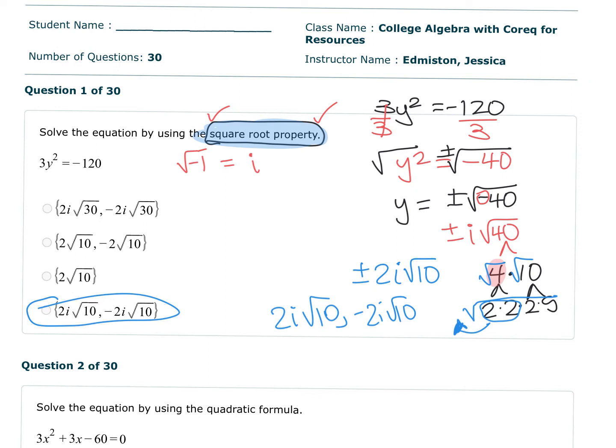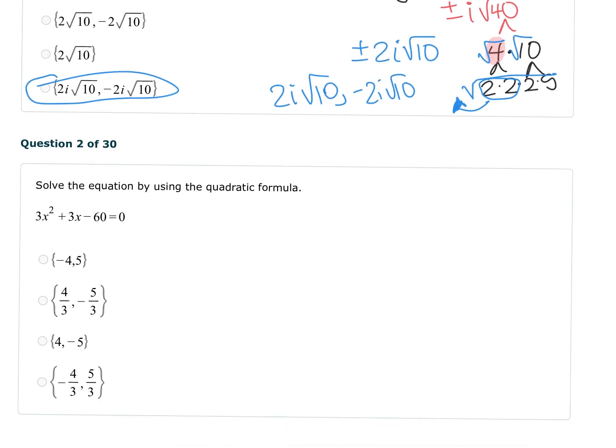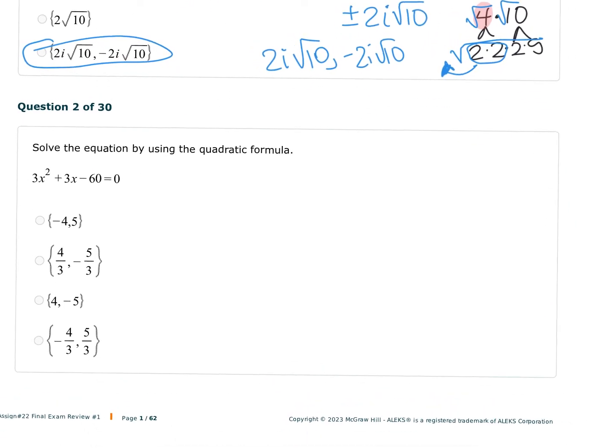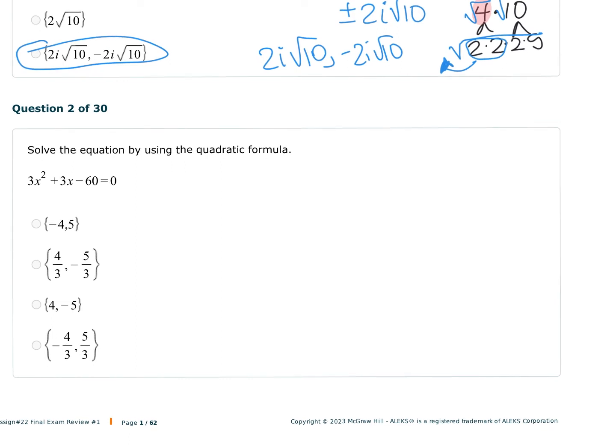Let's move along to number 2. Number 2 says solve the equation by using the quadratic formula. Really, I think it should just say solve the equation. Because right away, even though it says to use the quadratic formula, and you sure can, I would probably factor this because they all have a 3 in common. So I'm actually going to show you both ways.